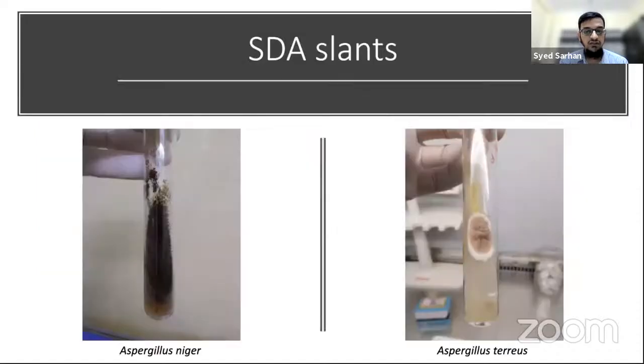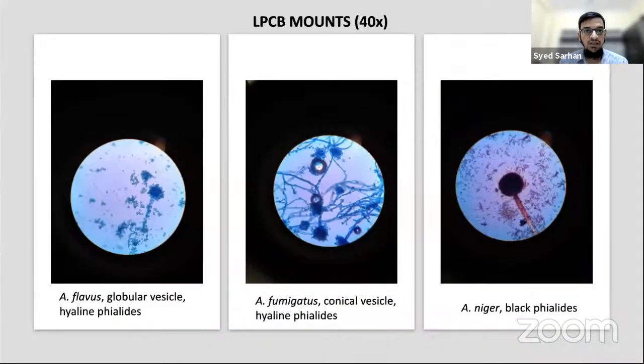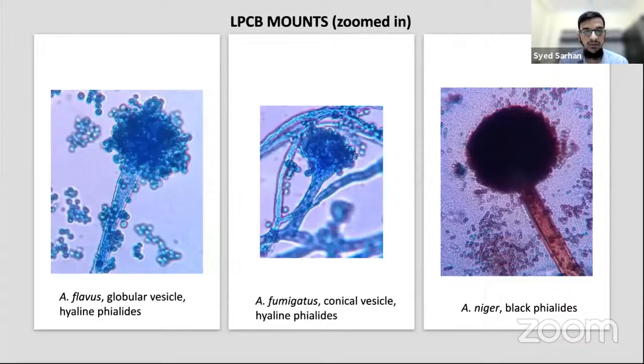These are the SDA slants of Aspergillus niger and terreus. These are the DRBC plates of flavus and fumigatus. These are the LPCB mounts under 40x. On the right hand side, you can see Aspergillus niger with dark phialides, comparatively hyaline phialides of flavus and fumigatus. Columnar vesicle seen in the center one, that is fumigatus, and a globular vesicle in flavus. These are the zoomed in pictures.